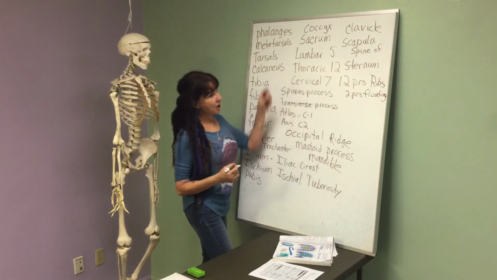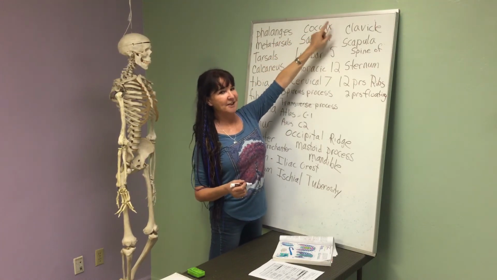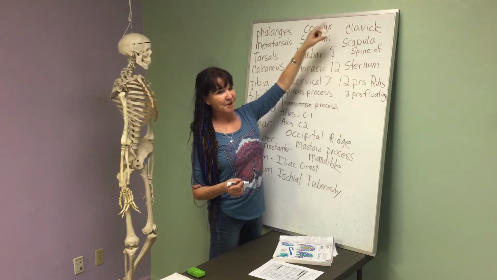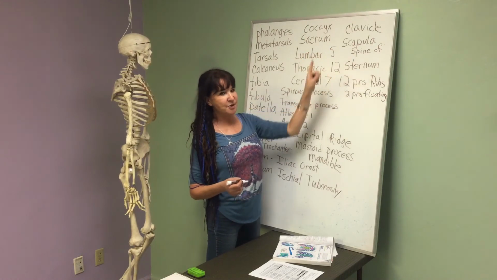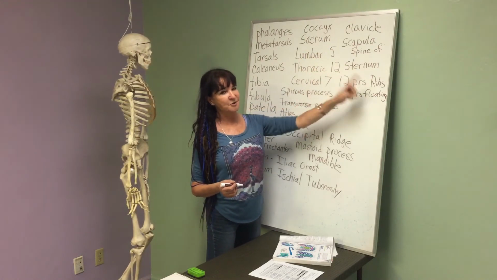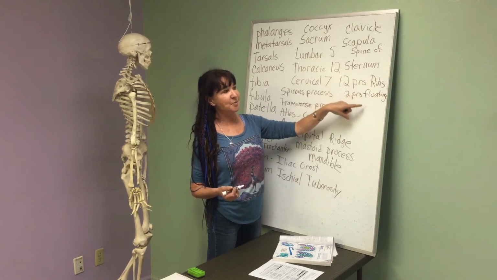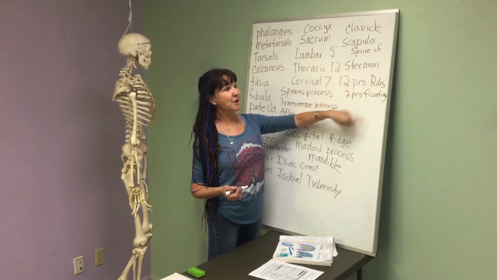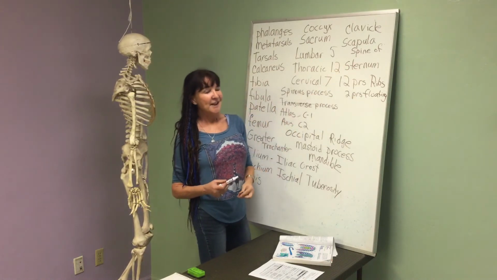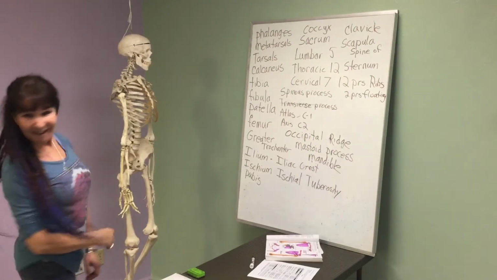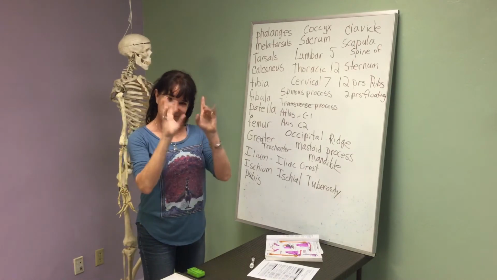So go ahead and write these words out 3 times each. Clavicle, scapula, sternum, 12 pairs of ribs, 2 pairs are floating. Or you could say 10 pairs attached to sternum. Do that. We'll see you in a couple minutes. We've only got the arms, hands and fingers left. Good job.